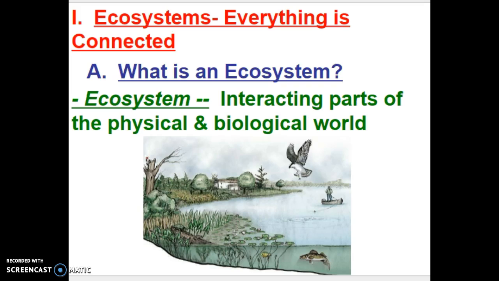Remember, ecology is how we study not just the organisms themselves, but how they interact with each other and how those organisms interact with the physical environment or the ecosystem. So the ecosystem is interacting parts of both the physical, which would be the habitat itself, and the biological world, which would be the organisms that inhabit it.